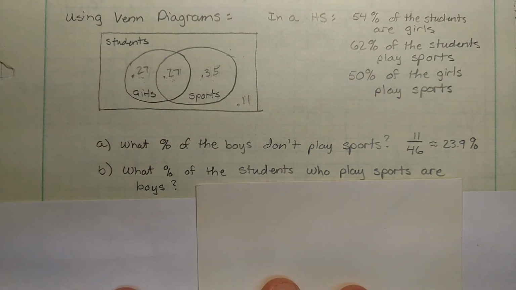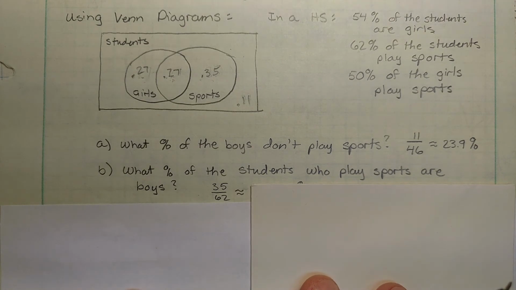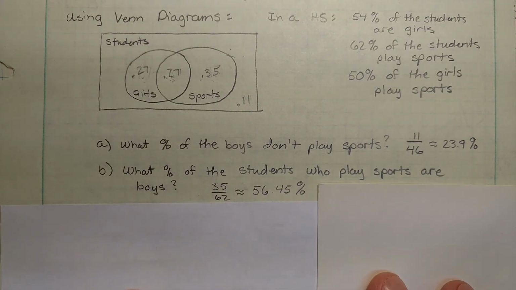So I'm going to divide the 0.35 over the 0.62, or 35 over 62. Doesn't reduce, so I get as a percentage 56.45%.